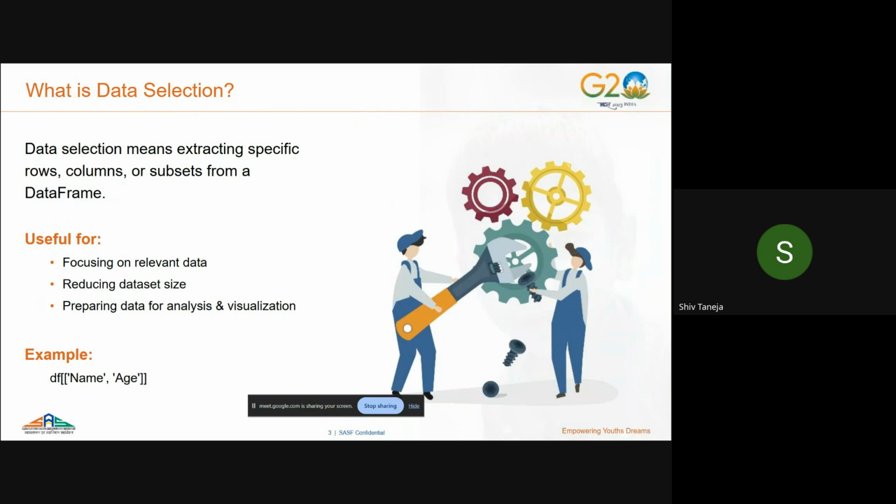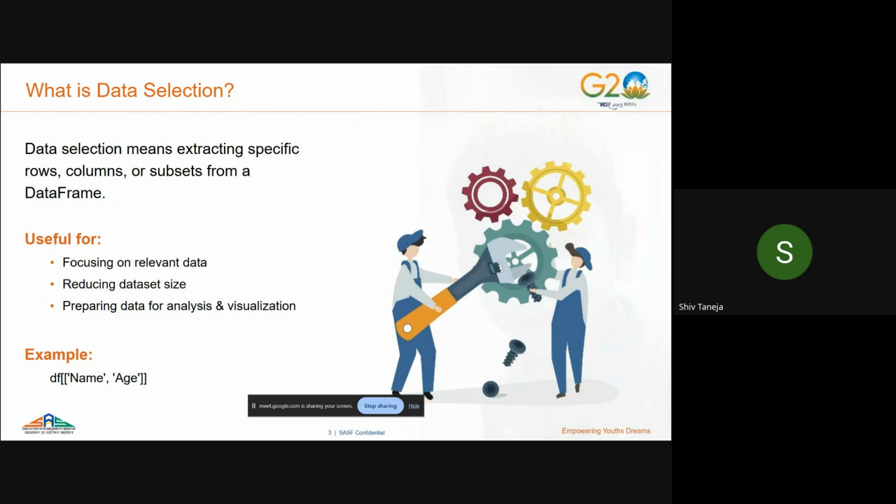As I was saying earlier, for data analysis and visualization, you will need to select some part of the data sets and then begin some operations on them to get meaningful insights. For example, here it is given df name and age. It means that we have selected two columns from some data set which contains these columns.